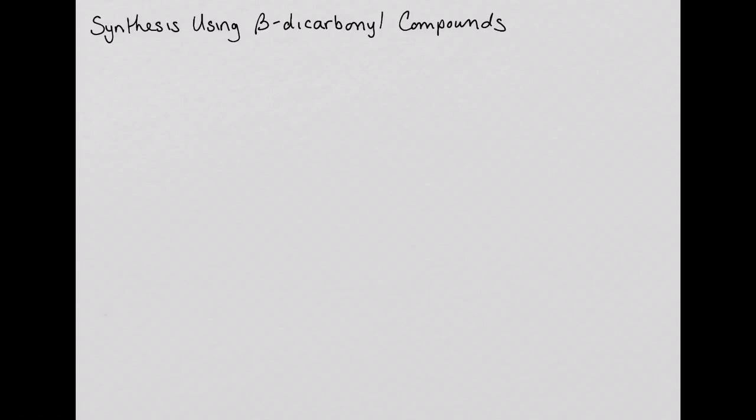This video will cover synthesis using beta-dicarbonyl compounds. Beta-dicarbonyl compounds are compounds that have two carbonyls oriented beta from one another. For example, the carbonyl on the right is at the beta position relative to the carbonyl on the left. The same is true for the carbonyl on the left. The carbonyl on the left is oriented at the beta position relative to the carbonyl on the right.